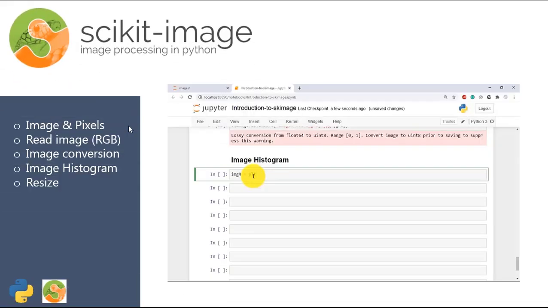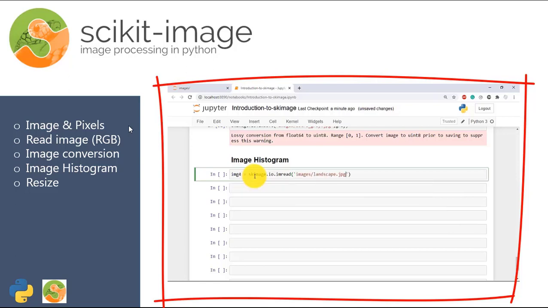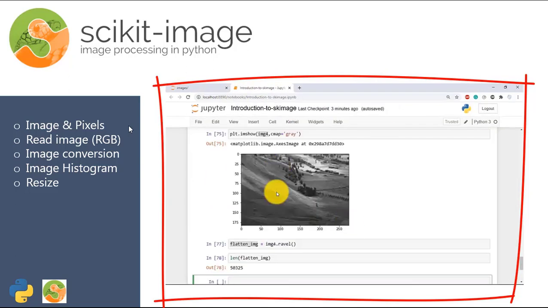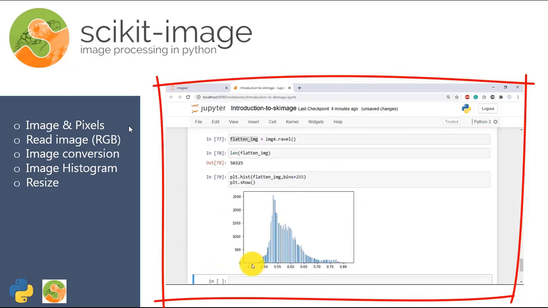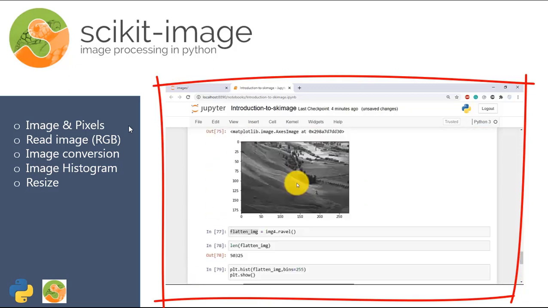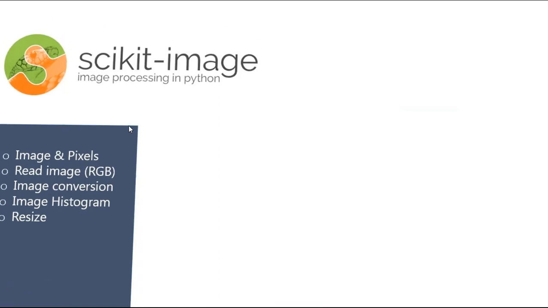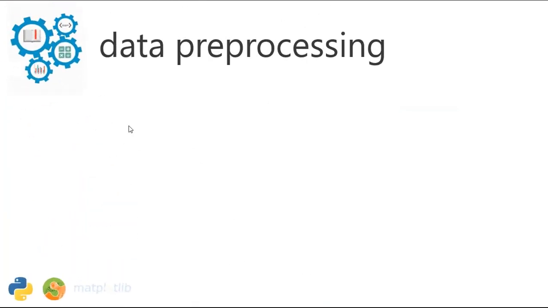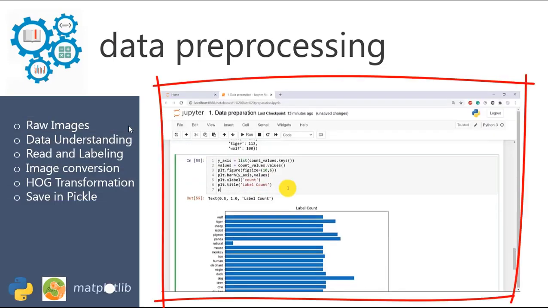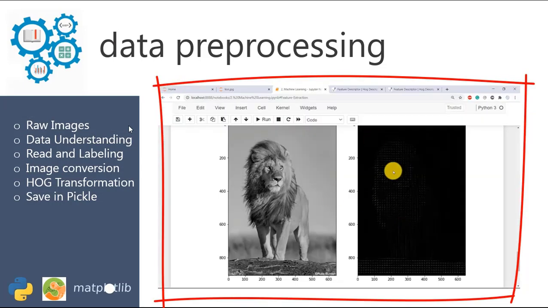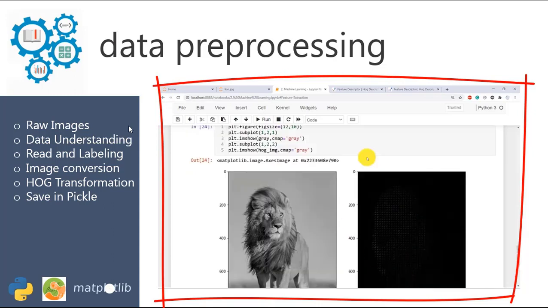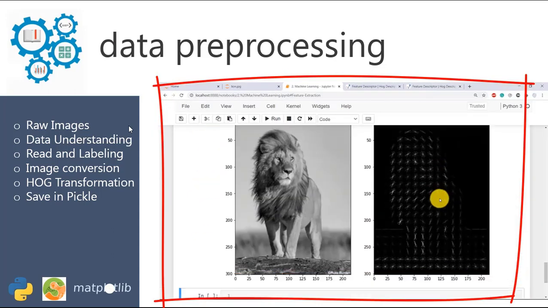Scikit-image. SKImage is an easy and most powerful image processing library in Python. We will teach you how to process the image in SKImage, like conversions, histograms, and image transformations. Then we will start the project of image classification with data pre-processing. Here you will learn how to do the data pre-processing, labeling, and feature extraction with SKImage and Python.